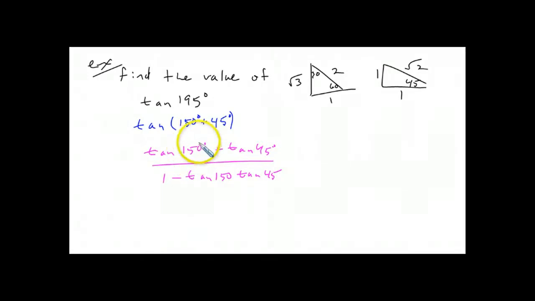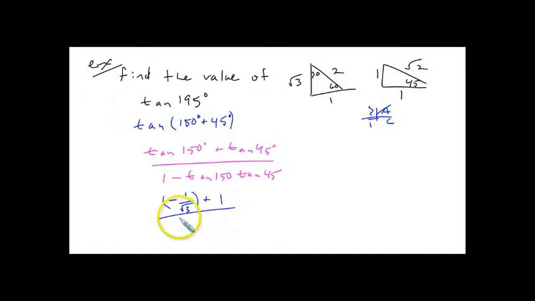Help yourself out. So with 150 degrees, I know that is in the second quadrant, so that tangent is going to be negative, whatever it is. 150 degrees gives me a reference angle of 30 degrees. So tangent is opposite over adjacent. So this is negative 1 over root 3. And then I have plus tangent of 45. 45 is in the first quadrant, so it's positive. Opposite over adjacent is 1.